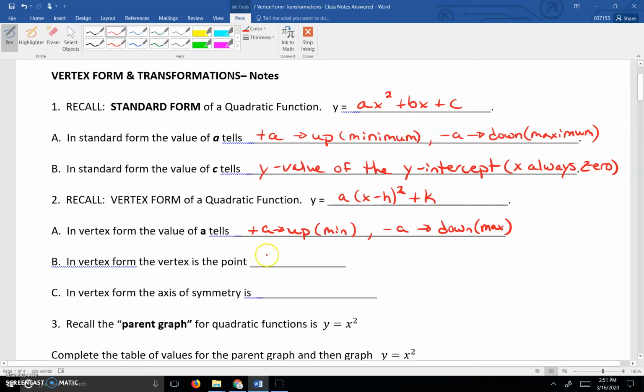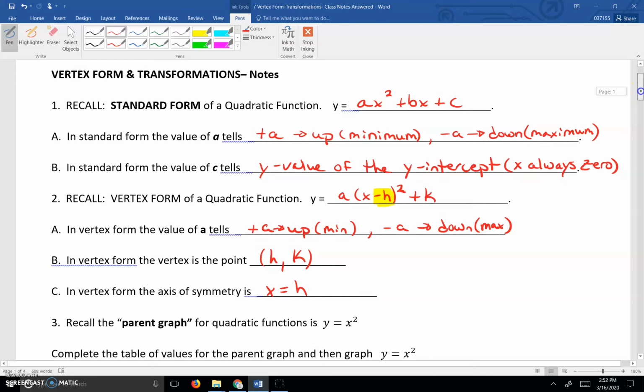In vertex form, my vertex is the point h, k. The big thing is to remember that we have this negative h inside the parentheses. So when I write my vertex, I have to change the sign of the number inside the parentheses. In vertex form, the axis of symmetry is x equals h, or x equals the x value of my vertex, if you want to look at it that way.